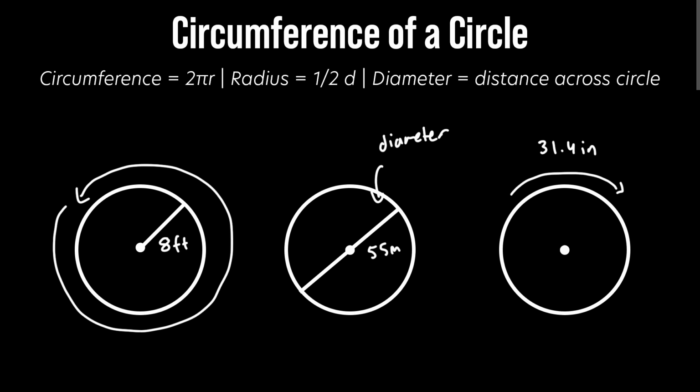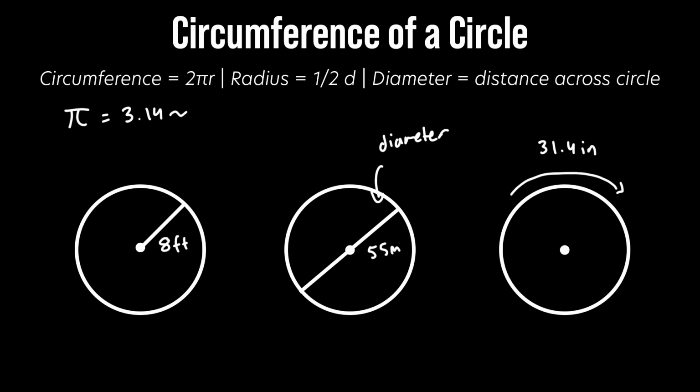Pi, or this symbol here, is equal to 3.14, approximately. So given this information, we know that circumference is 2 times 3.14 times r. So what is r? R is the radius. The radius is the distance from the center of the circle to the outer edge. So in this first example, this is the radius.